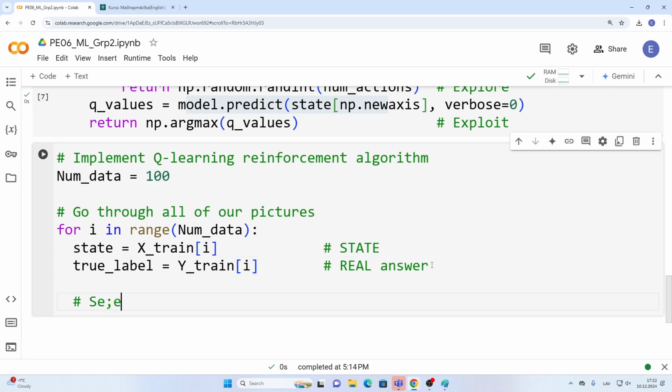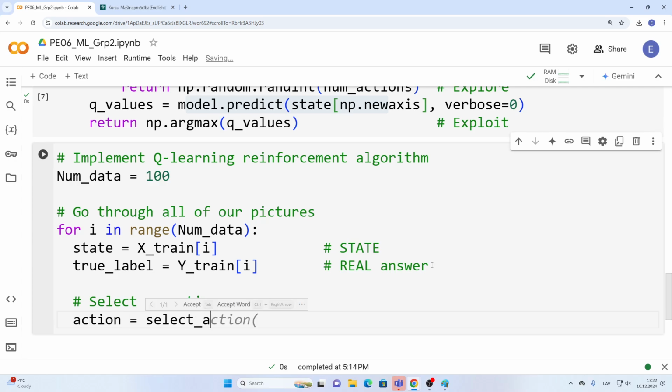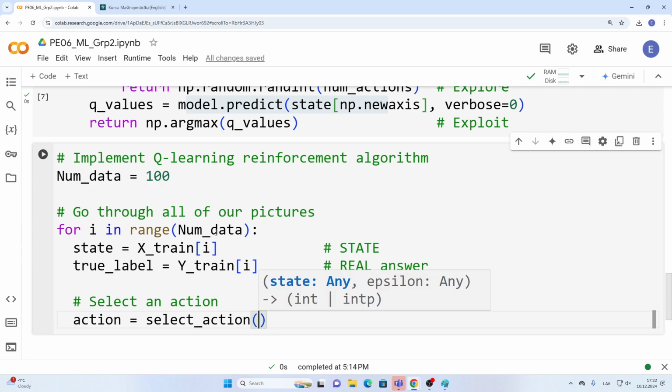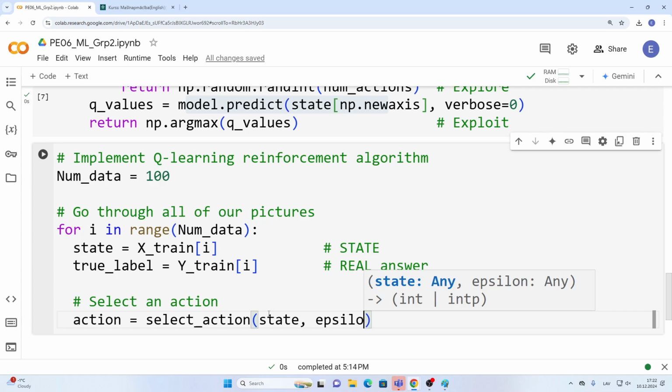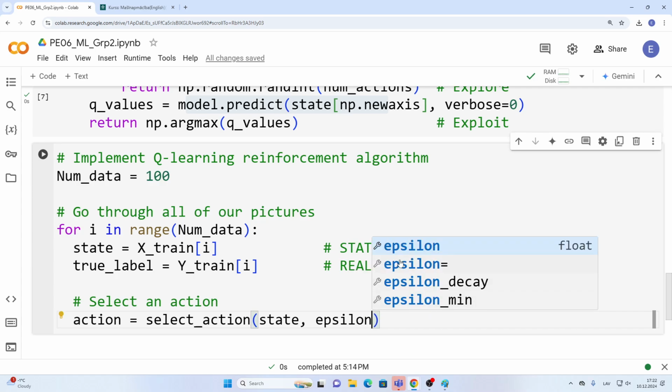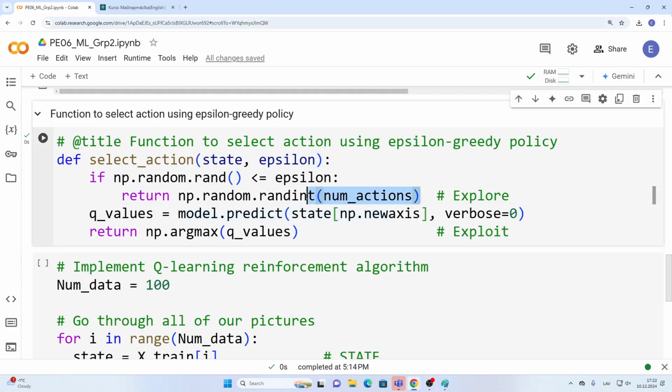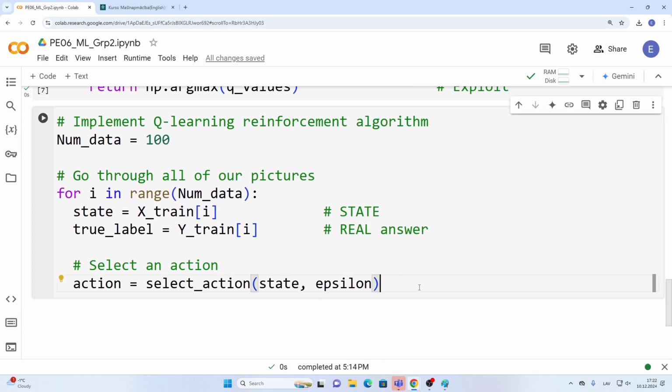So that is going to happen: select an action, which is going to be select action with our function which we have specified for this specific state, that is the picture, and the specified epsilon value, which is originally 1, which means it's 100% going to pick a random label. Yes, not actually going to optimize at the beginning. As we go further, it's going to tend to more exploitation than exploration.